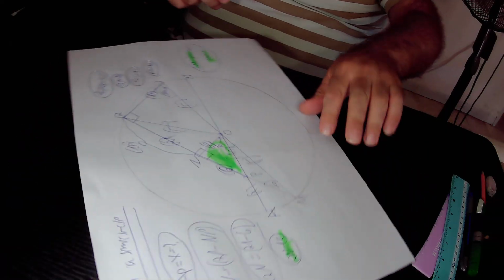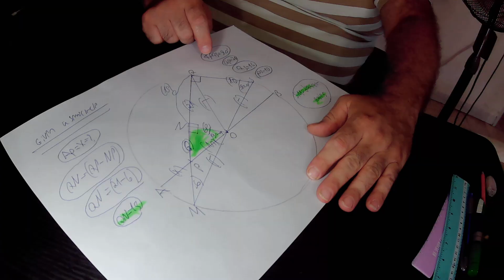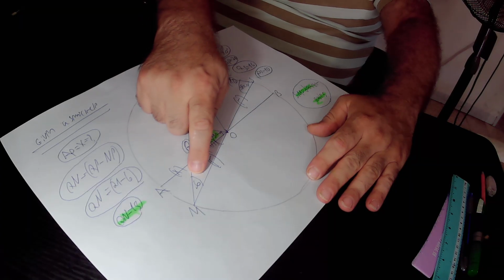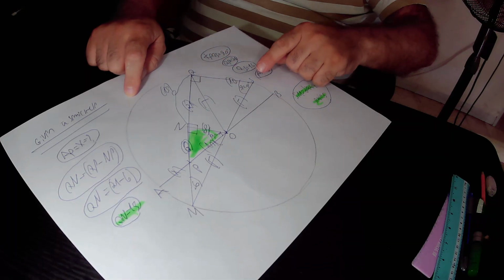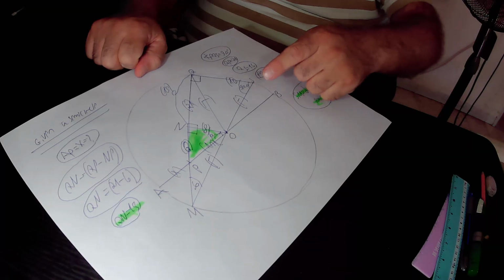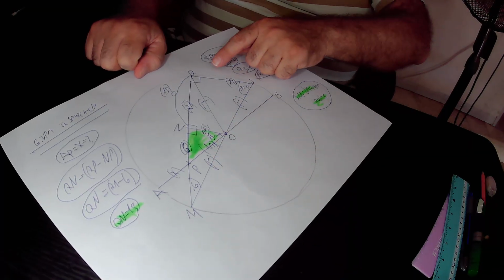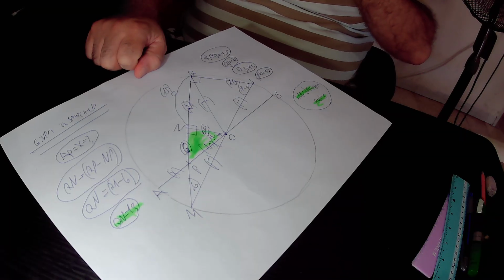So in the right triangle QSM, we define this angle as alpha. This angle equals alpha, this angle equals 90 degrees, and therefore the third angle must be equal to 90 degrees minus alpha. Why? Because 90 degrees minus alpha plus alpha is 90 degrees, and 90 degrees plus 90 degrees is equal to 180 degrees, that is the sum of the angles in a triangle.